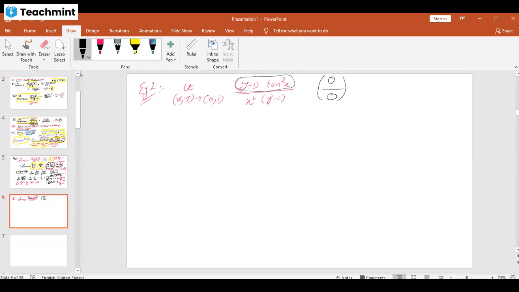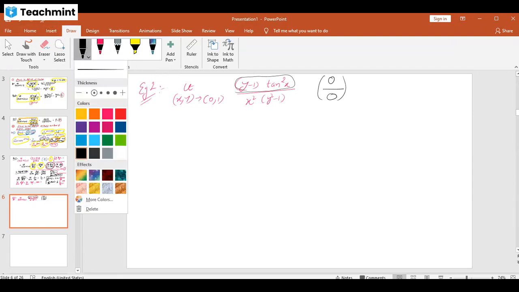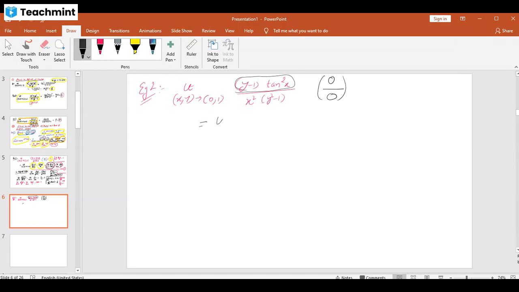So next step is, here we have seen that all the terms are in the product form, right? So because all the terms are in the product form, we will try to express it as a product of two functions. So we can write it as limit (x, y) approaches (0, 1). If we extract the function of x alone, then we have a term tan square x upon x square, and we have another term (y minus 1) upon (y square minus 1).